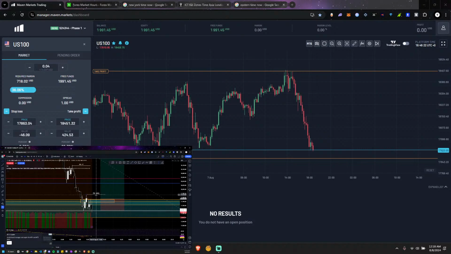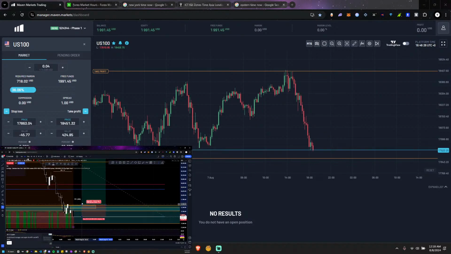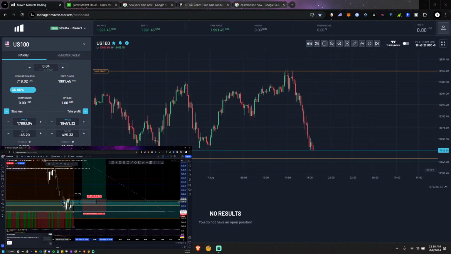So I need to see a market structure shift in order to really have a trade, right? So the first thing that I really do need to see here is the fact that we have a fair value gap, an actual fair value gap. So it seems like we're retracing a little lower. Seems to be sweeping liquidity from what I can see.